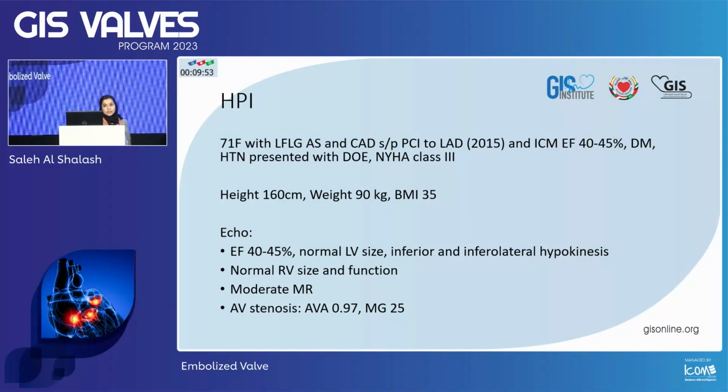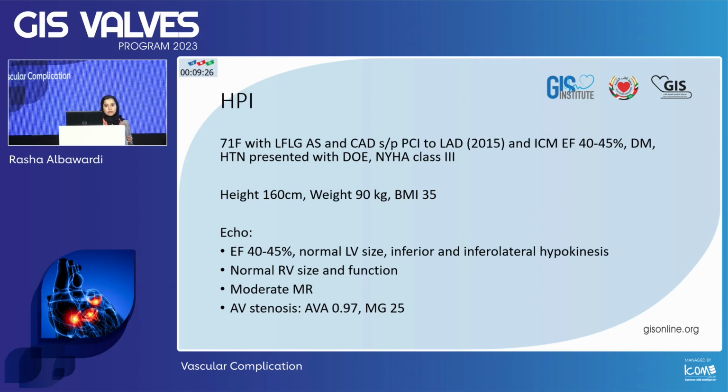All right, so this is a 71-year-old lady who had low flow, low gradient AS. She had coronary disease with PCI to the LAD in the past, known ischemic cardiomyopathy with an EF of 40 to 45%, diabetes and hypertension. Her presentation was dyspnea on exertion with NYHA class 3. Based on the height and the weight, she's definitely obese with a BMI of 35. Her obesity is mostly central, in the groin area as well.